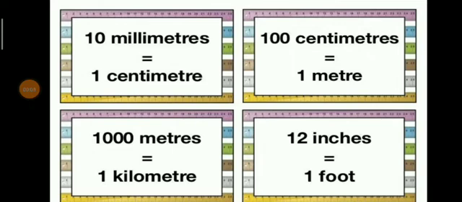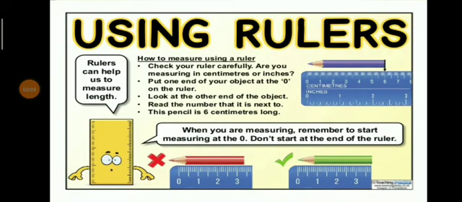Students, now we will discuss how to measure the length of an object using a ruler. Students, the markings on the ruler indicate the centimeters, and the small line between them indicates the millimeter. Before measuring the length of an object, check your ruler carefully whether you are measuring in centimeters or inches. Now, put one end of your object at the zero on the ruler. Look at the other end of the object. Read the number that it is next to.